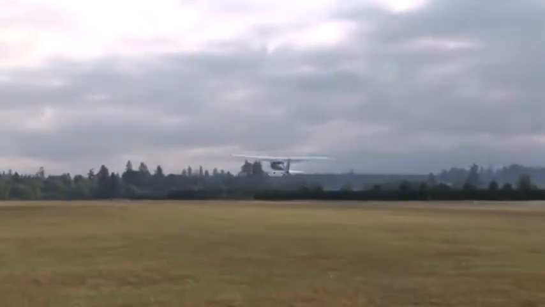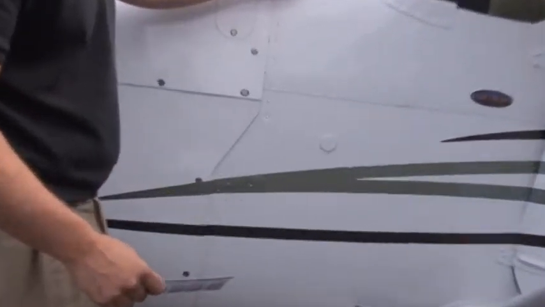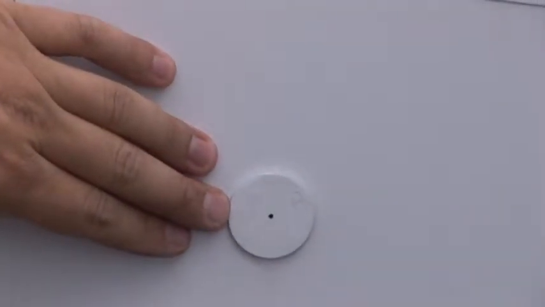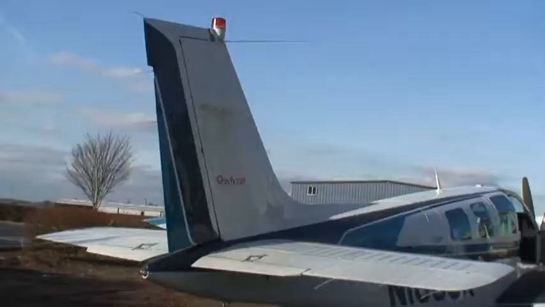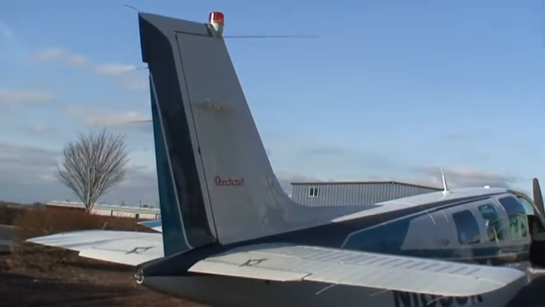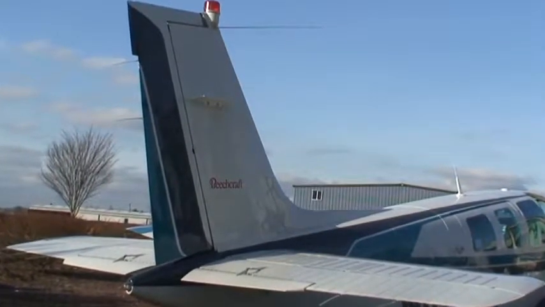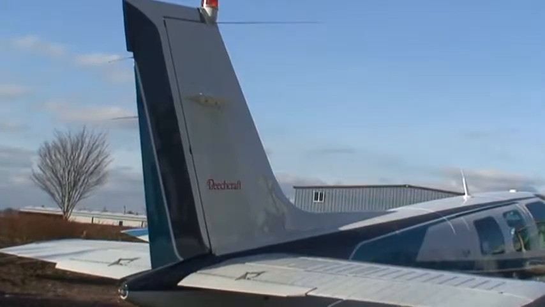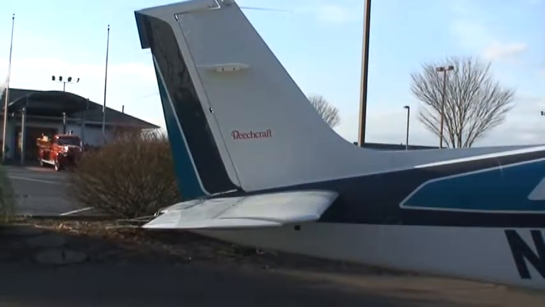As we continue our walk around the airplane, I'd like to point out the static port that you see located right here. We'll cover this in greater detail in another lesson. The tail end of the airplane is the empennage, a French term for tail feathers. The empennage includes fixed surfaces such as the vertical stabilizer and the horizontal stabilizer. Now, the movable surfaces of the empennage include the rudder and the elevator.